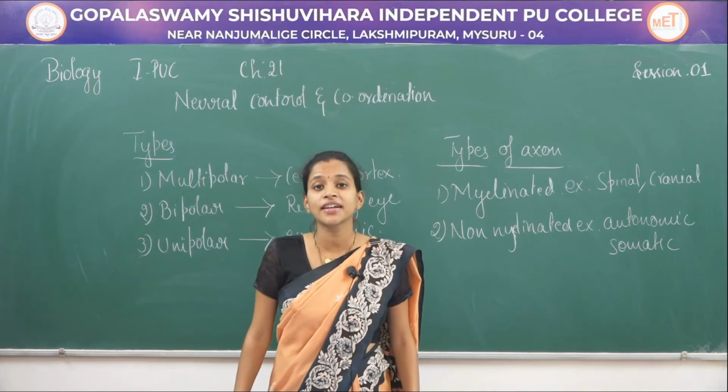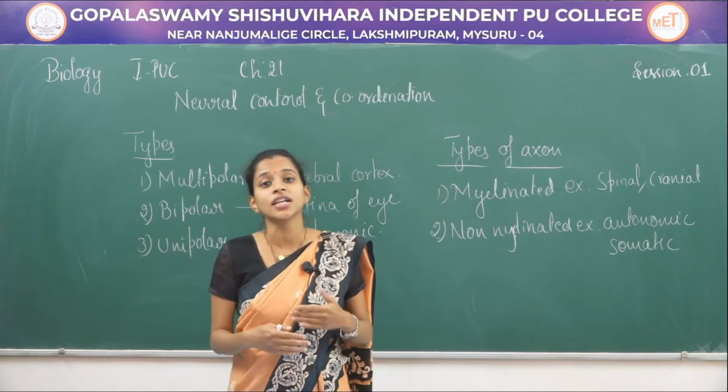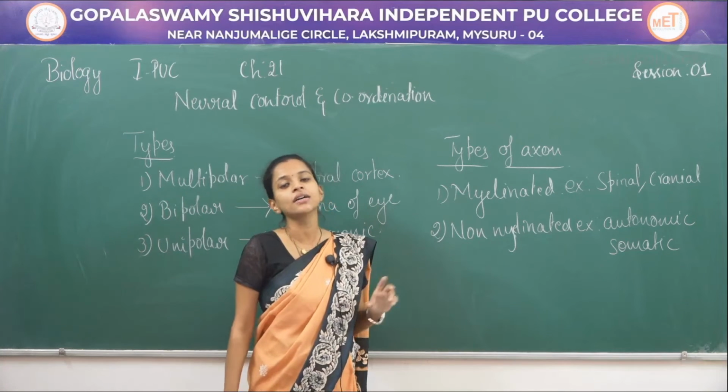So these are the different types of axons. Next, we will have to study the generation of nerve impulses that can be identified in the body.